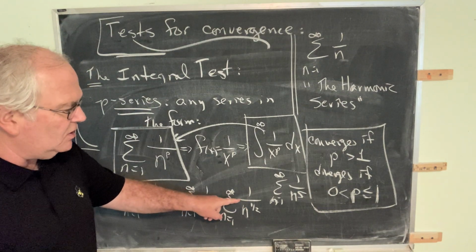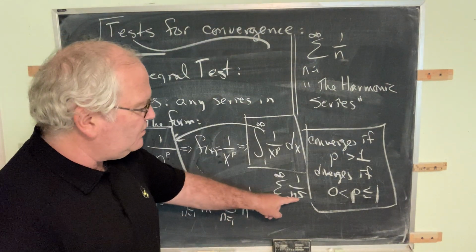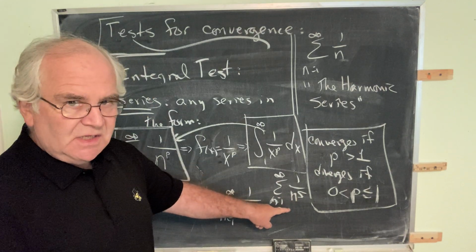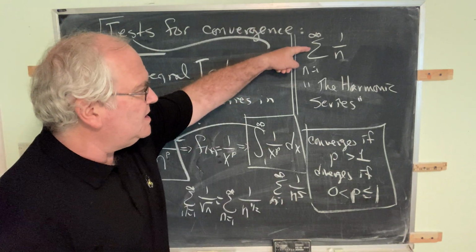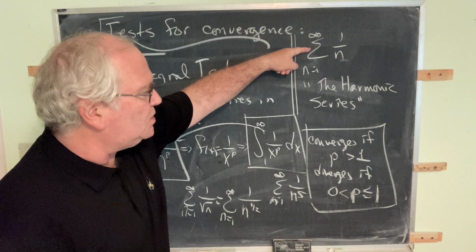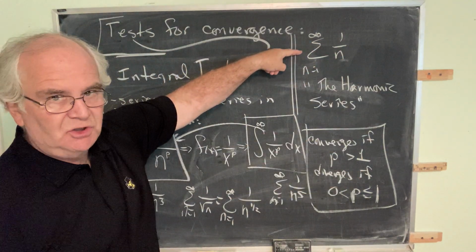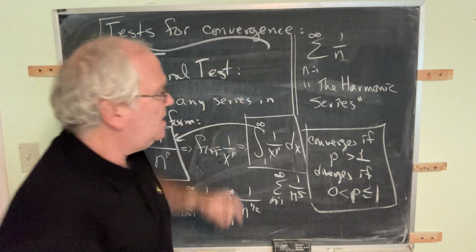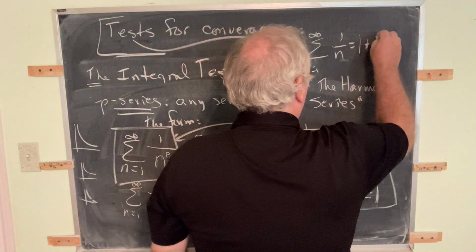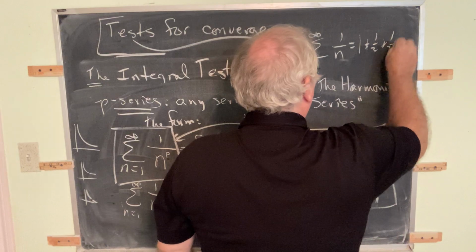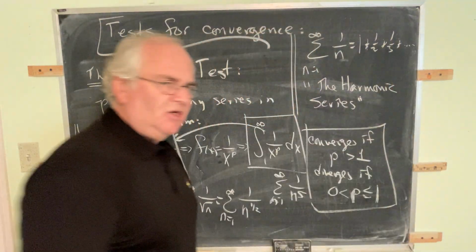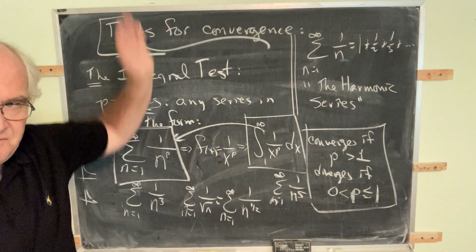This series diverges. This is a p series with p bigger than 1. This series converges. This is a p series with p equal to 1. The harmonic series diverges. This series diverges. 1 plus 1/2 plus 1/3 plus, and so on. That series diverges. The sum is infinite.